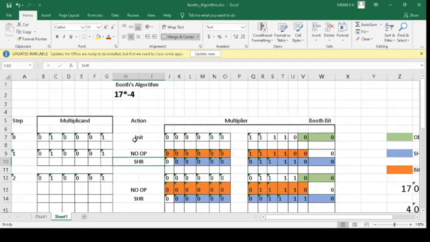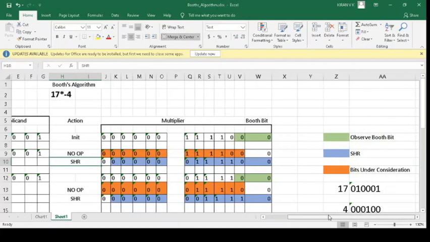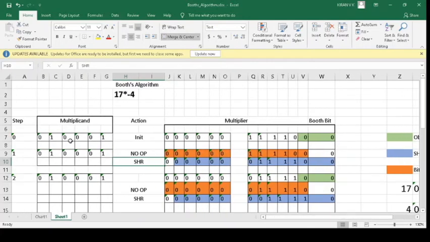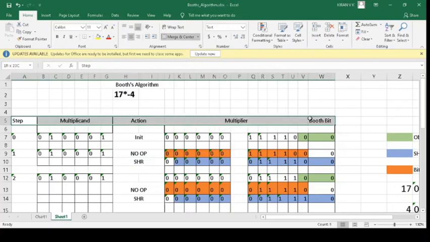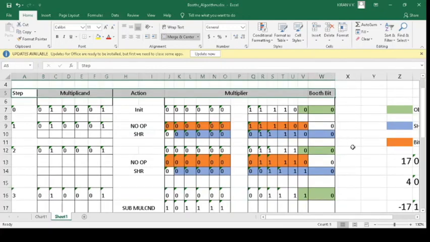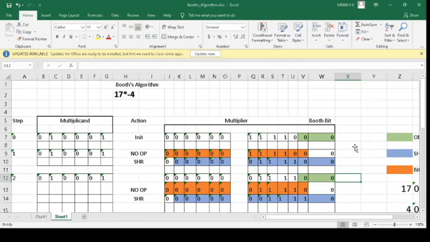Now we have seen how to decide the number of bits required to represent the operands. We have also seen the various fields involved in this table. We have seen the rules of Booth's algorithm. Now we will see how to run Booth's algorithm over these two operands.